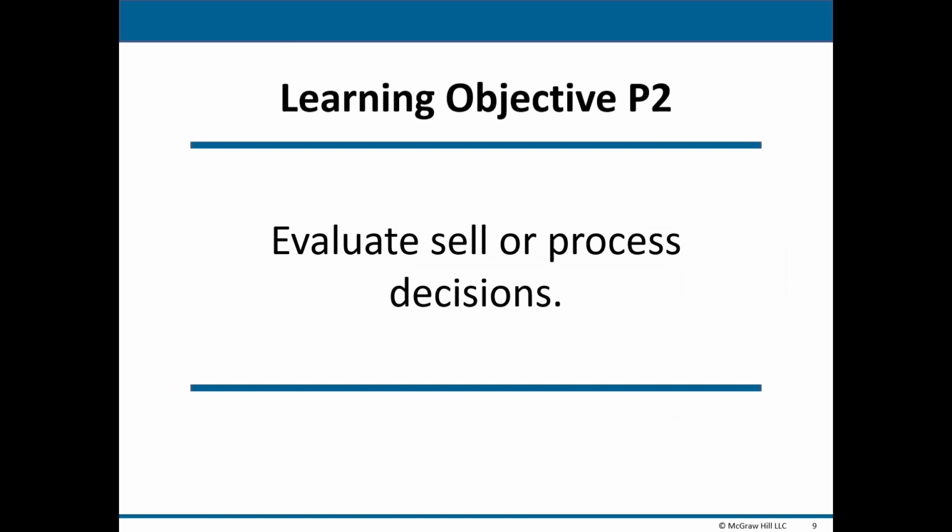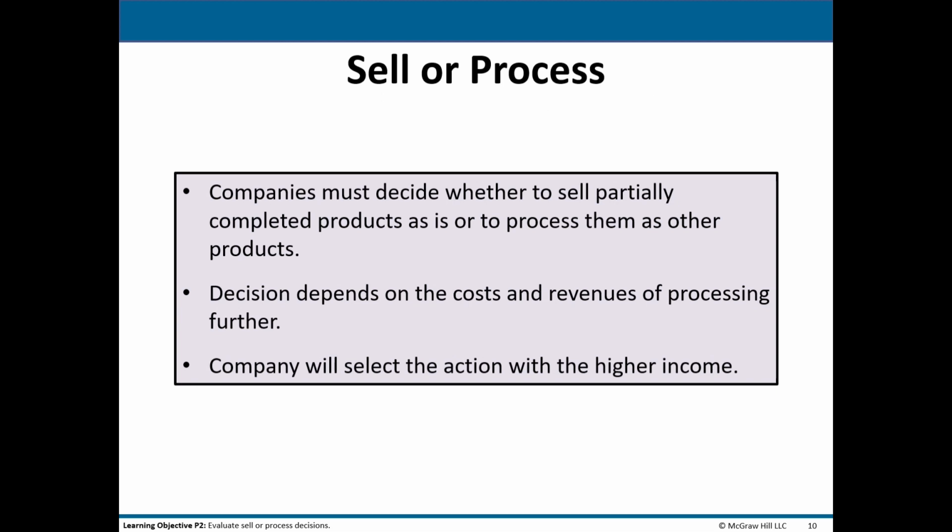Now we'll move on to evaluating sell or process decisions. Many companies must decide whether to sell partially completed products as is or to process them further into other products. For example, a peanut grower could sell its peanut harvest as is, or it could process peanuts further into other products such as peanut butter, peanut oil, and peanut lotion. This decision depends on the incremental costs and revenues of processing it further.